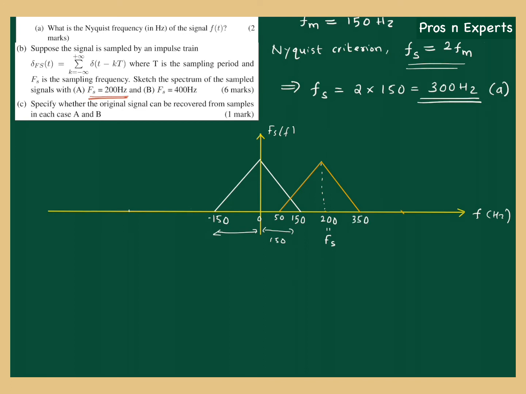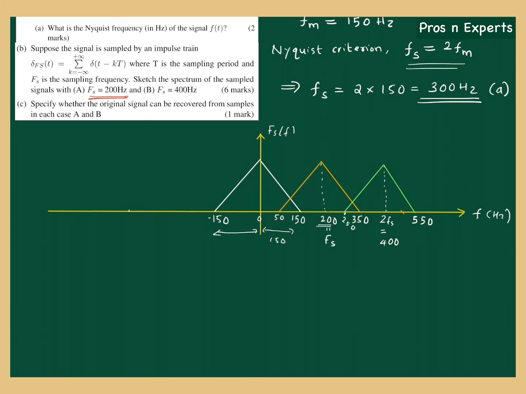Okay, now what happens to the next replica? The next replica will be like this, very similar to this. It will start from somewhere here. You can find the values of the frequency. This value, as I've already told you, is 2fs. 2fs will be equal to 400 hertz, because 1fs was 200 hertz. So here it is 400 plus 150, which becomes 550, and here it is 400 minus 150, which is 250.